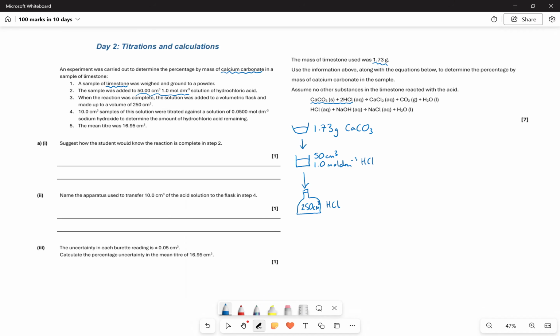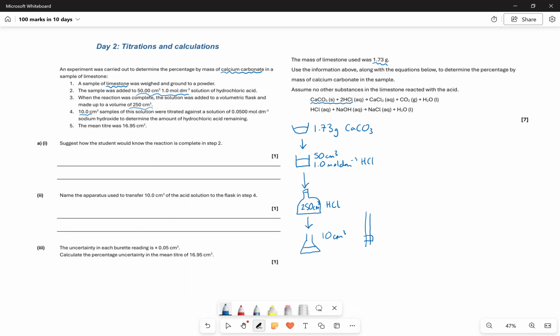And then, of course, when we make up a big volume like that, it's not with the idea of titrating all of it. We're going to take out a sample. Often we take out 25, but this time we're taking 10. So I'm going to write that down in my diagram. Taking a few seconds to do this is going to stop you making a whole load of mistakes later on. 10 cm³ goes in, and then I'm going to titrate it.